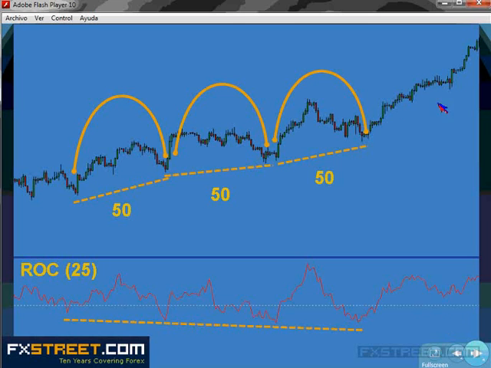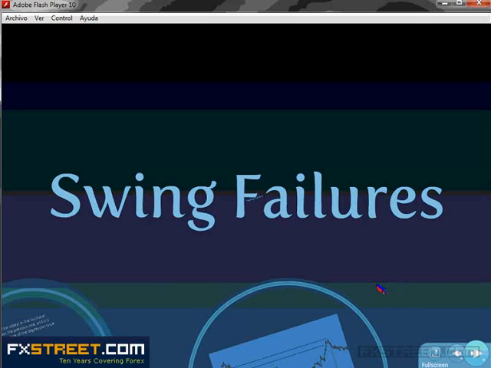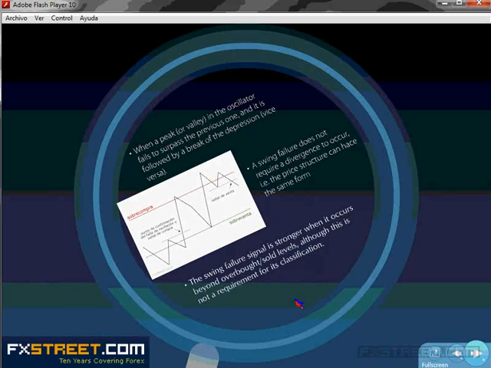Okay, and finally, to swing failures. Swing failures are a common situation to be used with oscillators, but they are best used with the RSI. Okay, we shall see. Here we have this image in Spanish. I'm sorry for that, but the explanation is in English here on the side. This shows an idealized oscillator window.